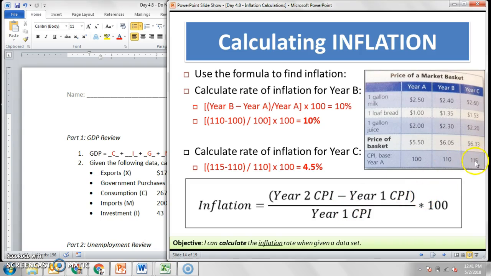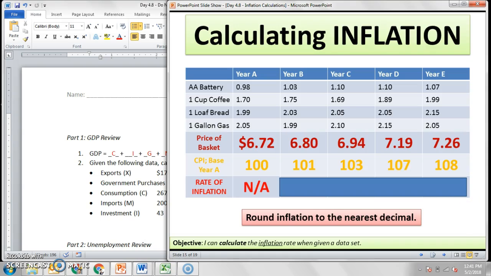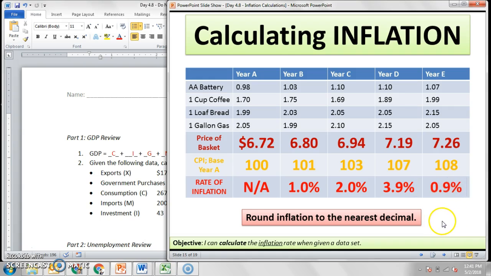A common mistake is that people will use the base for every single year. Right? Again, that's incorrect. That's only for CPI. We go to the year previous to find the inflation rate. How much did prices change compared to last year? So calculate inflation. Again, this is the same data table that you previously worked with and calculated the basket and the CPI. Now pause the video, calculate the rate of inflation using the formula that we just went over. All right, check your answers and see if you agree here. Again, you're rounding inflation to the nearest decimal.